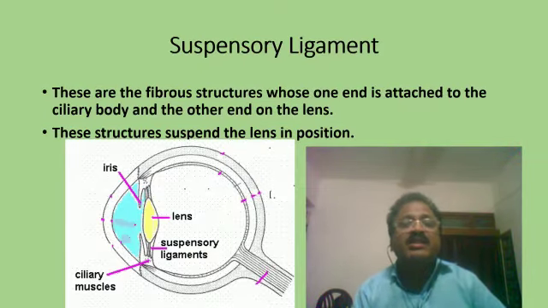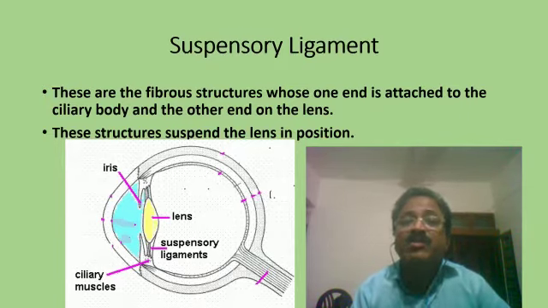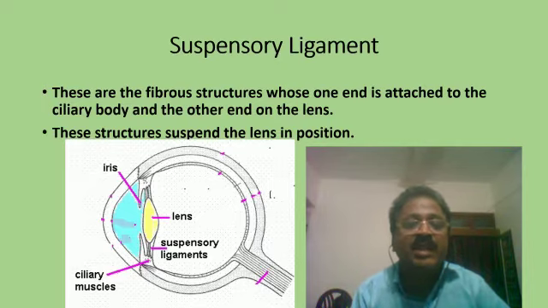Next is the suspensory ligament. These are fibrous structures whose one end is attached to the ciliary body and the other end is on the lens. These structures suspend the lens in position. So in this diagram you can see the suspensory ligament. They suspend or position the lens in between the ciliary body.